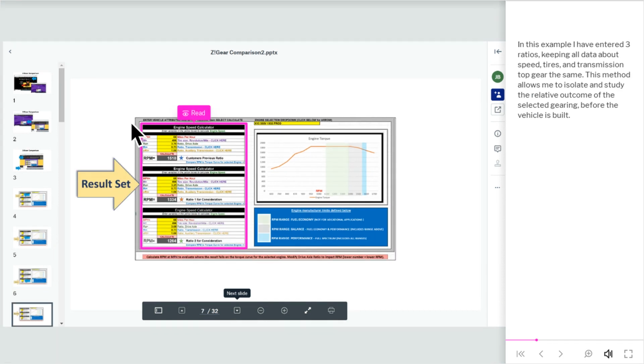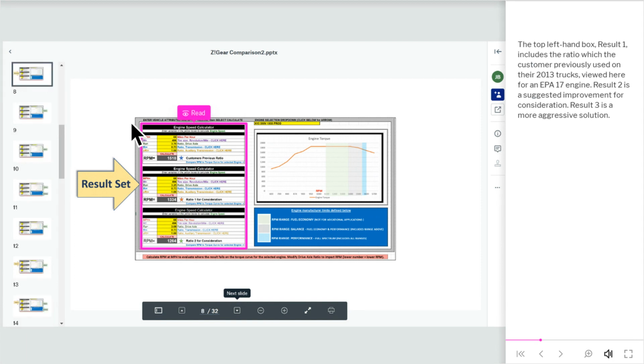In this example I have entered 3 ratios, keeping all data about speed, tires, and transmission top gear the same. This method allows me to isolate and study the relative outcome of the selected gearing, before the vehicle is built. The top left-hand box, Result 1, includes the ratio which the customer previously used on their 2013 trucks, viewed here for an EPA 17 engine. Result 2 is a suggested improvement for consideration. Result 3 is a more aggressive solution.